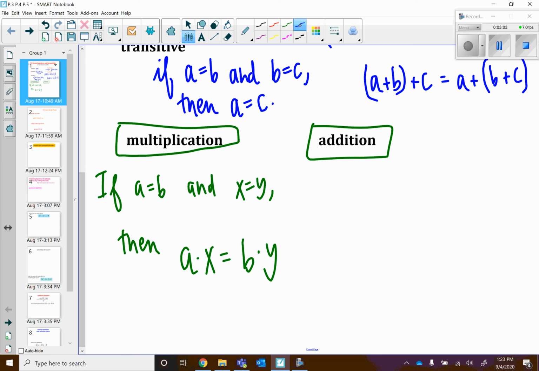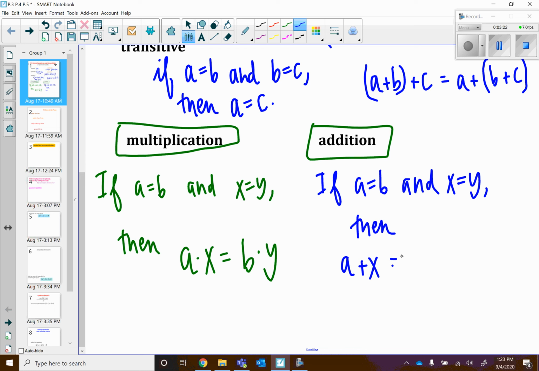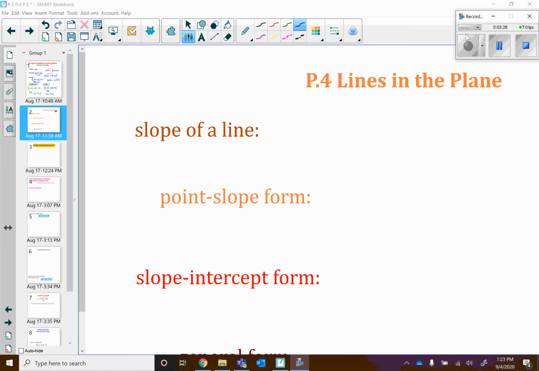And actually, the addition property is the same start. So if A is equal to B and X is equal to Y, then we can do the same thing, but with addition. A plus X would be the same as B plus Y. Guess what? That was section P.3.